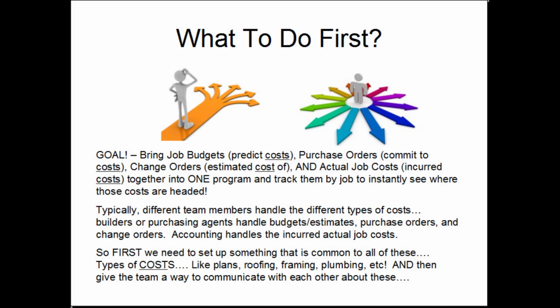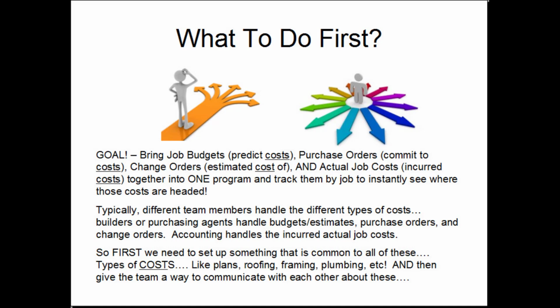One of the first things I knew, after working as a controller in the back office of a custom home builder and needing to do all of those reports like variance reports and so much more in Excel spreadsheets, was that I needed to bring together their job budgets or estimates, which predict the job costs; purchase orders or work orders, which are committed costs; change orders and the estimated costs of those; and actual job costs, which are the incurred costs, paid or unpaid, that have been posted. I needed a way to link those together to instantly see where job costs were headed and to have the team be able to communicate with each other about those costs.